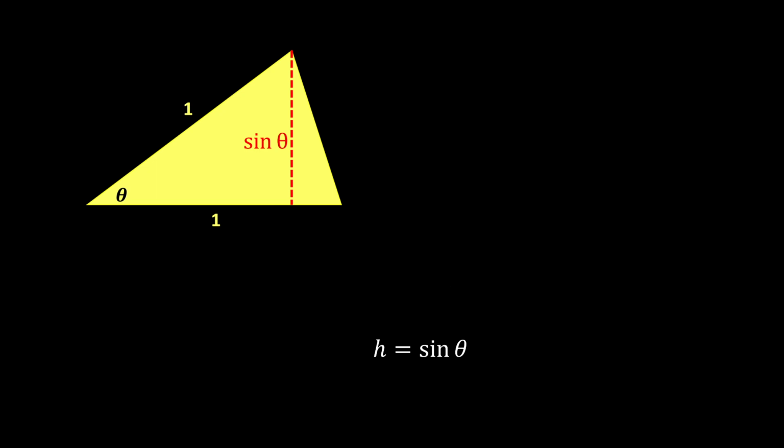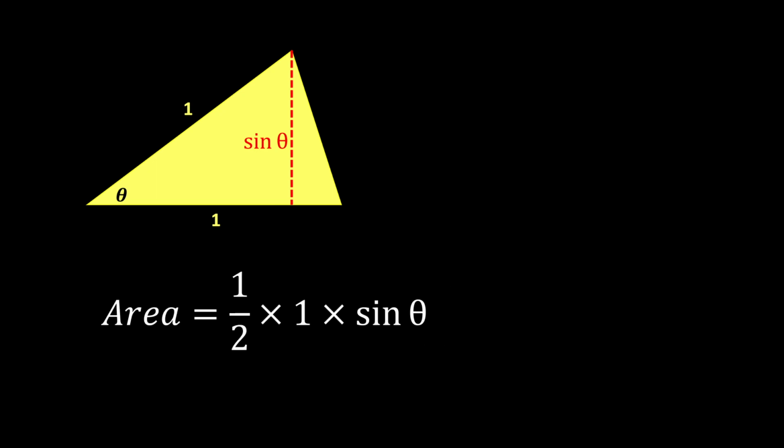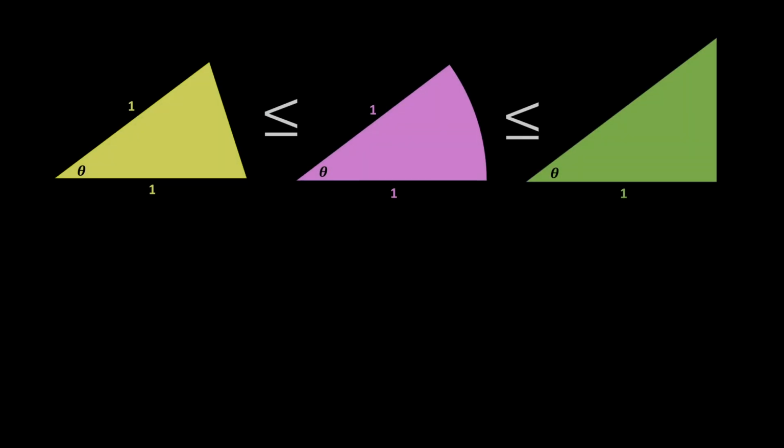Now, the triangle with a base of 1 and a height of sine theta has an area of half times 1 times sine theta, which simplifies to sine theta over 2. The area of the first shape has been determined to be sine theta over 2. Now let's proceed to find the area of the next shape.